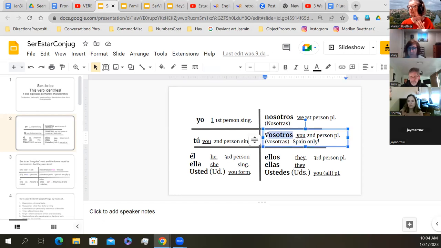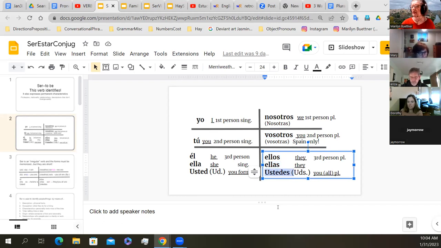Vosotros is only used in Spain. It's the plural of tú. You don't need to know it because Latin America doesn't use it, but it does get a separate verb form, just so you know. And then the plural of él, ellos, the plural of ella, ellas, the plural of usted, ustedes, okay? And again, like él, ella, usted use the same kind of verb, ellos, ellas, ustedes forevermore. They always use the same kind of verb, all right?